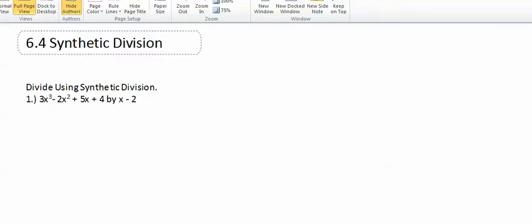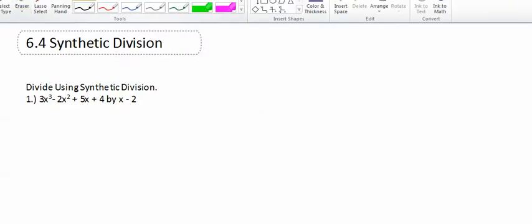In the last video, we talked about long division of polynomials. We are still going to be talking about division of polynomials, but this time we will not do long division. We're going to use a method called synthetic division. You'll notice that the problem is set up kind of similar to what we saw in the last section. We're dealing with a binomial going into a polynomial.